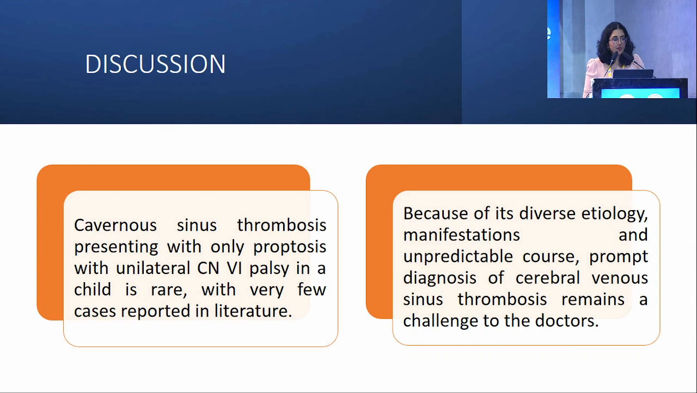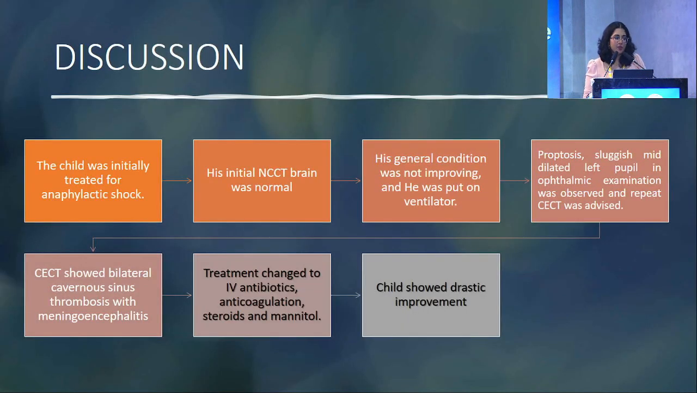Cavernous sinus thrombosis presenting with only proptosis and unilateral sixth nerve palsy in a child is rare, with very few cases reported in literature. So in our case report, the child was initially treated for anaphylactic shock. His initial CT was normal. His general condition was not improving. After ophthalmic examination, we advised a repeat CECT, which dramatically changed the treatment, and he showed improvement.